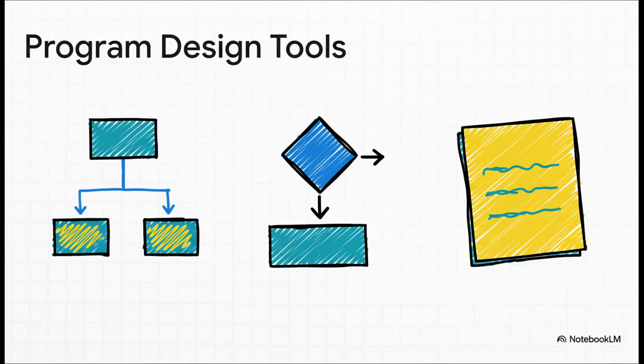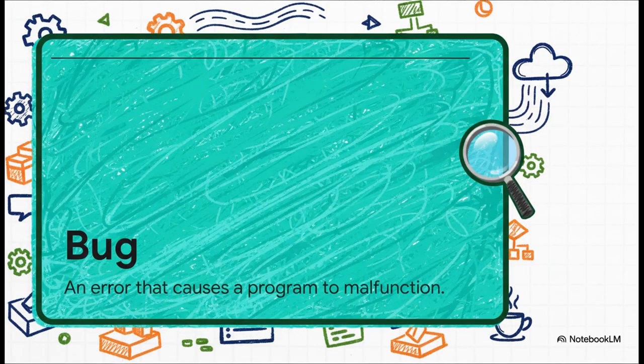Now that design phase is absolutely crucial. Before a single line of code gets written, developers use specific tools to map everything out. They might use a flowchart to see the step-by-step logic, or something called pseudocode, which is basically writing out the program's logic in plain English. It's all about having that detailed plan before you even touch the keyboard. Of course, no plan is perfect, right?